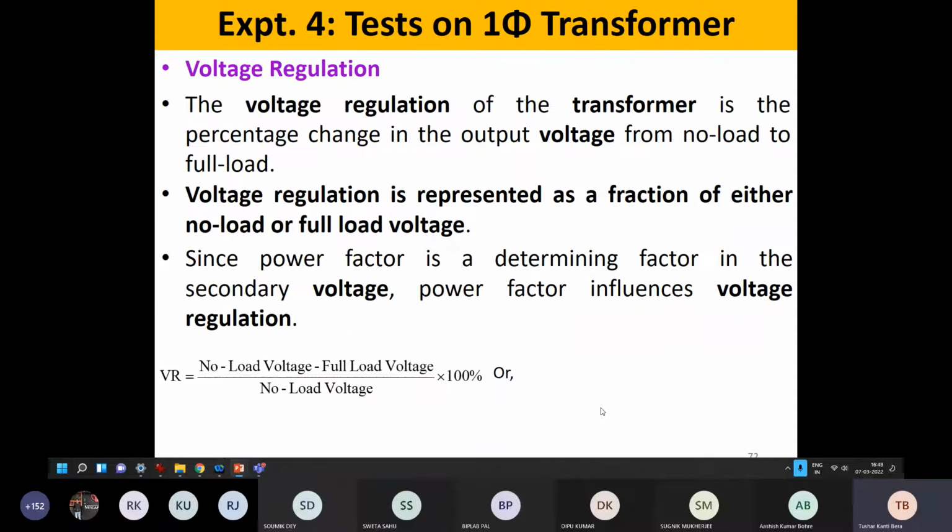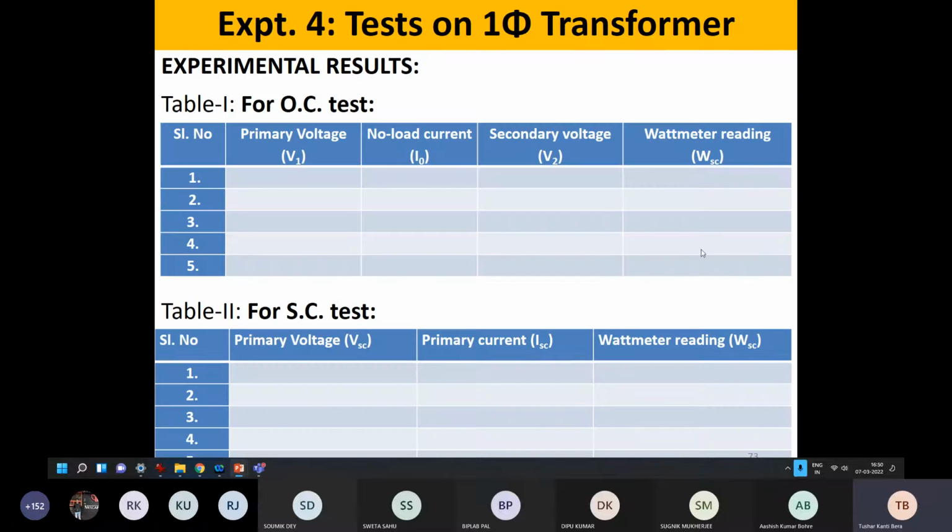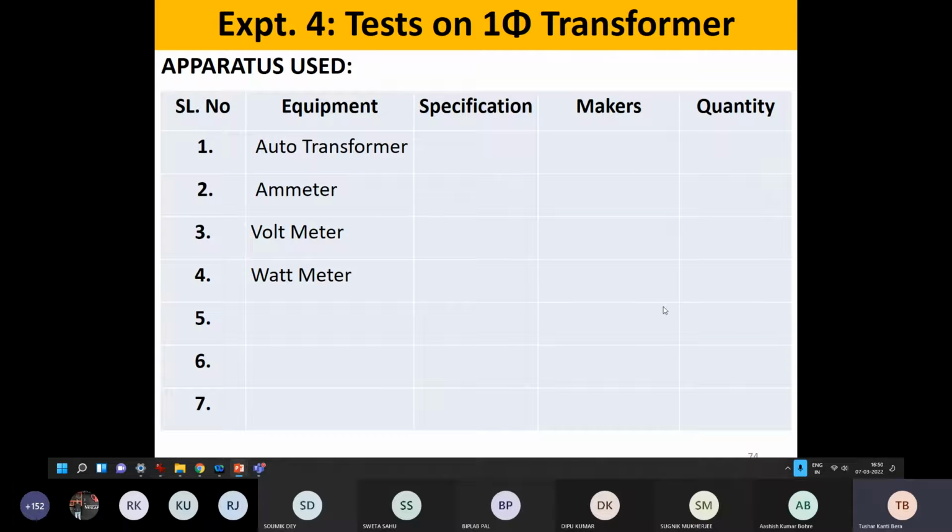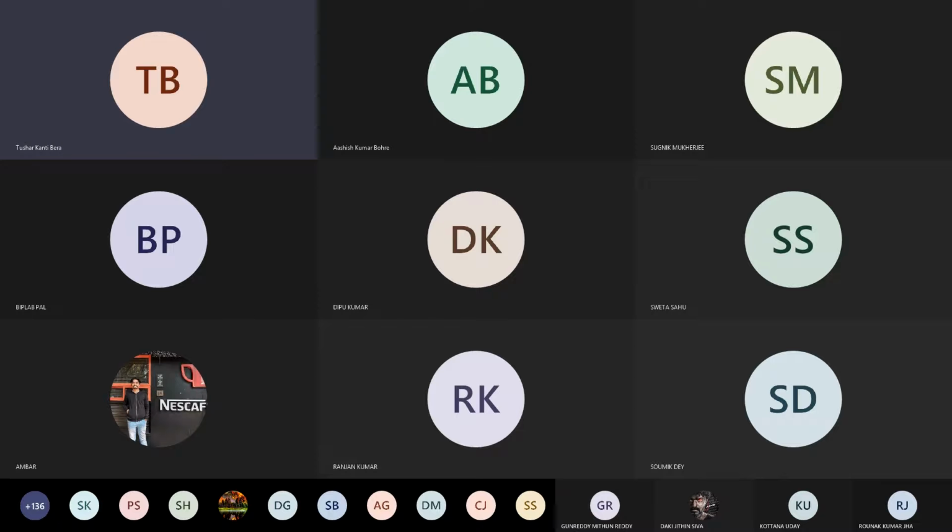So this is about your experimentation. These are all the charts which are already mentioned in the manual, with the instrument or apparatus here, and we will provide the results and you can calculate the equivalent circuit parameters for the open circuit test and short circuit test. So that's all from my side. If you have any doubt, please ask so that we can explain, or otherwise we can ask at the end of the experiment video also.